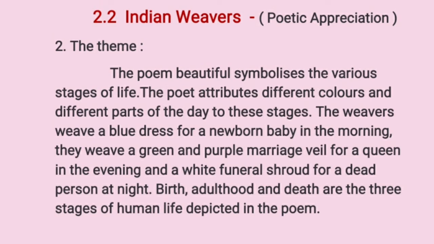Point number two, the theme of the poem. The poem beautifully symbolizes the various stages of life. The poet attributes different colors and different parts of the day to these stages. The weavers weave a blue dress for a newborn baby in the morning. They weave a green and purple marriage veil for a queen in the evening, and a white funeral shroud for a dead person at night. Birth, adulthood, and death are the three stages of human life depicted in the poem.